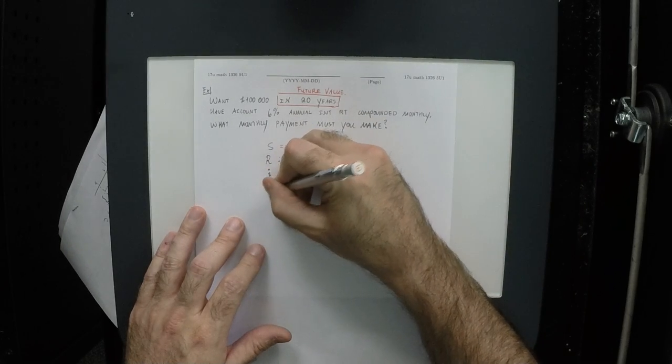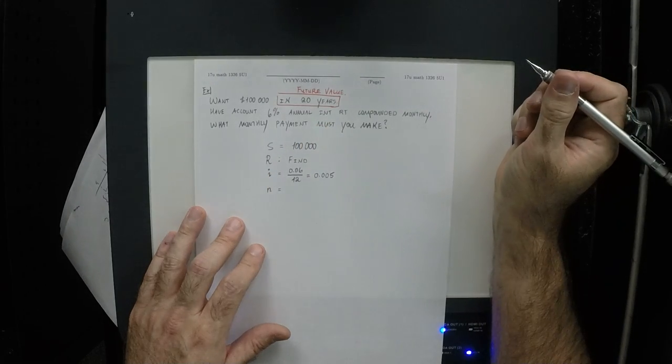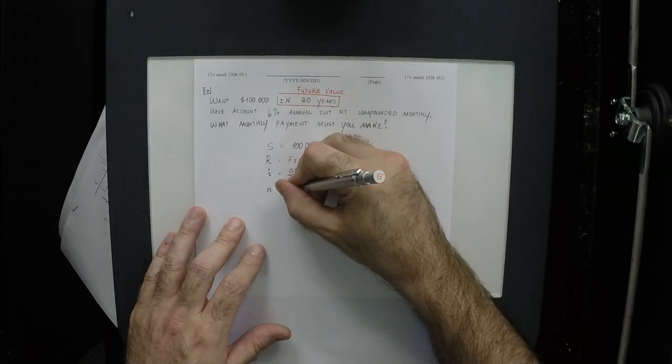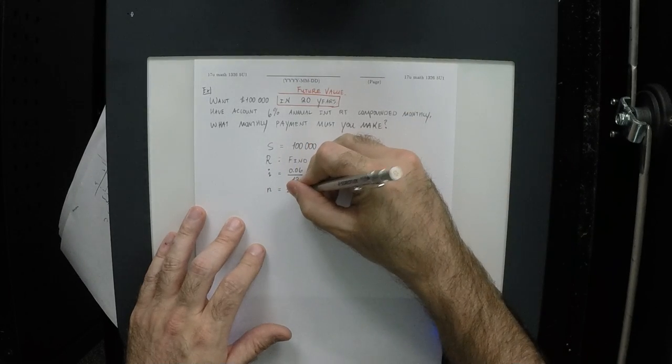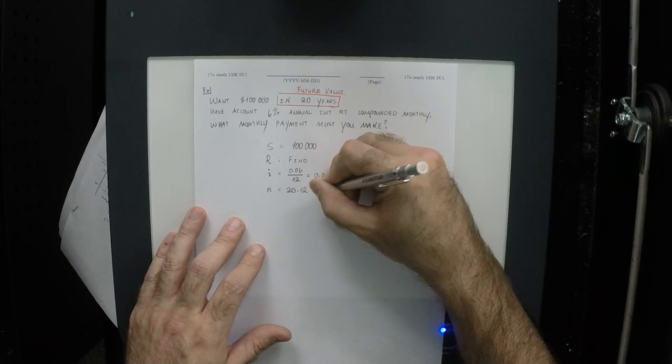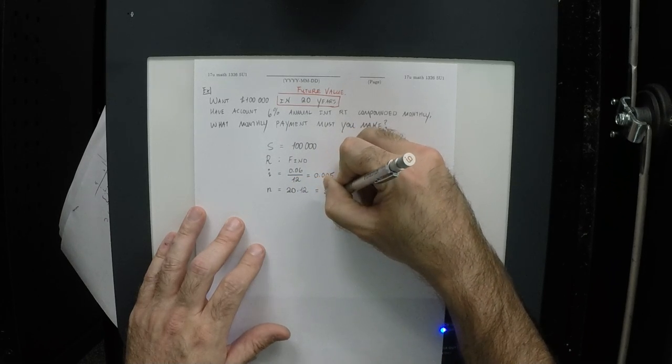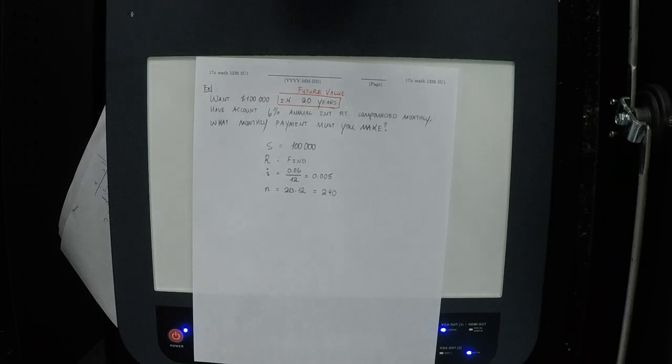Okay, then N, what's N? 240. Because it's 20 years, but then there's 12 months per year, so this is 240. So this is like saying, okay, for the next 240 months, I promise to make a monthly payment. And my goal is so that I can walk into the bank and they'll tell me, your balance is $100,000. What do I need to pay per month?